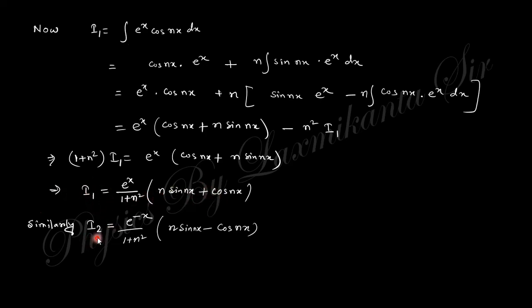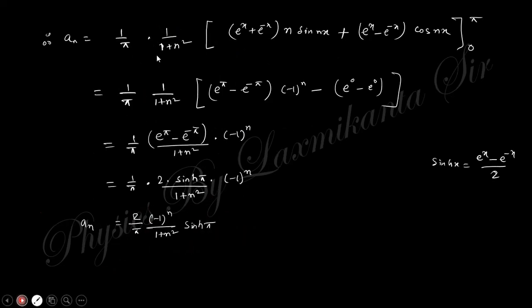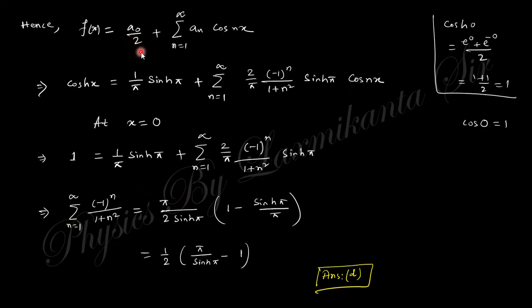In the case of I2, you just put e to the power minus x and integrate, and you get the relation like that. So put these two things for I1 and I2, and you get this value. That's no problem. This is the value of an. So putting this value within this expansion, f of x equals cos hyperbolic x, put this value of a0, and then the coefficient an is written here. So this coefficient an and cos nx is written down here.